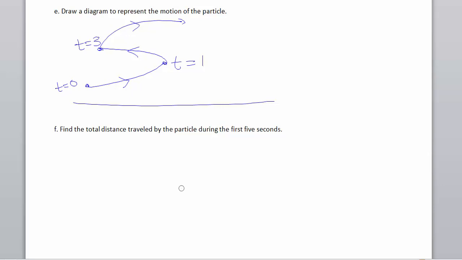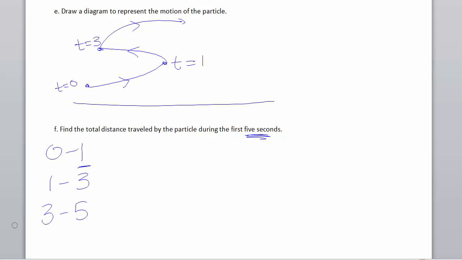Okay. So now for total distance, I need to split it up. I can't just do beginning and end. So for the first 5 seconds, I would have to go from 0 to 1, and then from 1 to 3, and then from 3 to 5. Okay, why 1 and 3? Because that's where it changes direction. I've already figured that out.